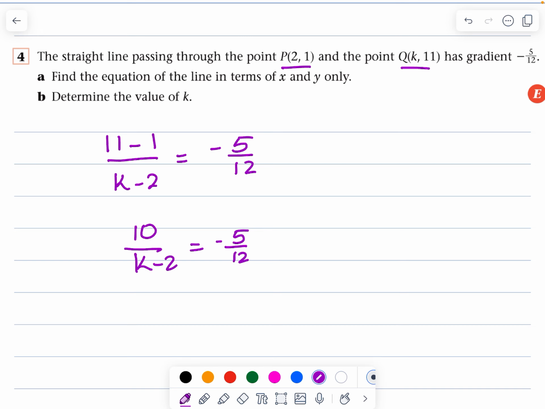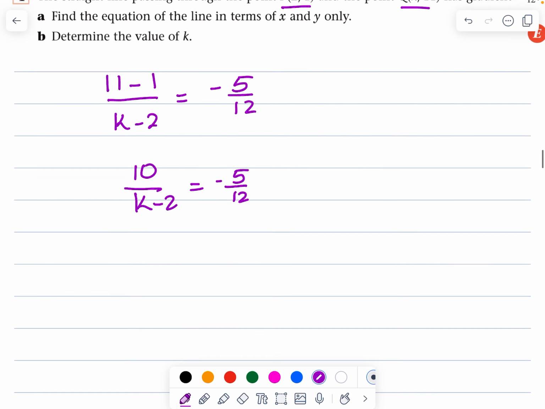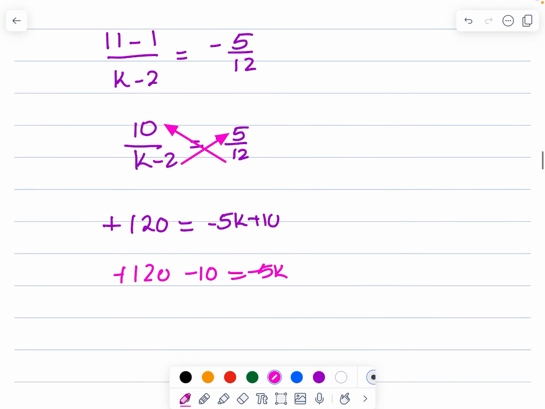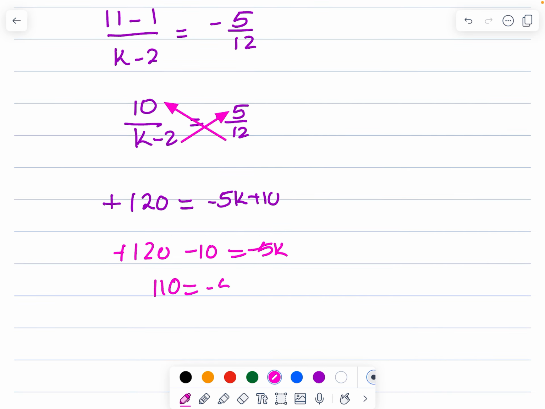So what does that become now? Negative 120 equals negative 5k plus 10. Cross multiplication I have done to find the value of k. Now negative 120 minus 10 equals negative 5k. So positive 120, this was not positive 120. So what does that become? 110 equals negative 5k. k equals negative 22.